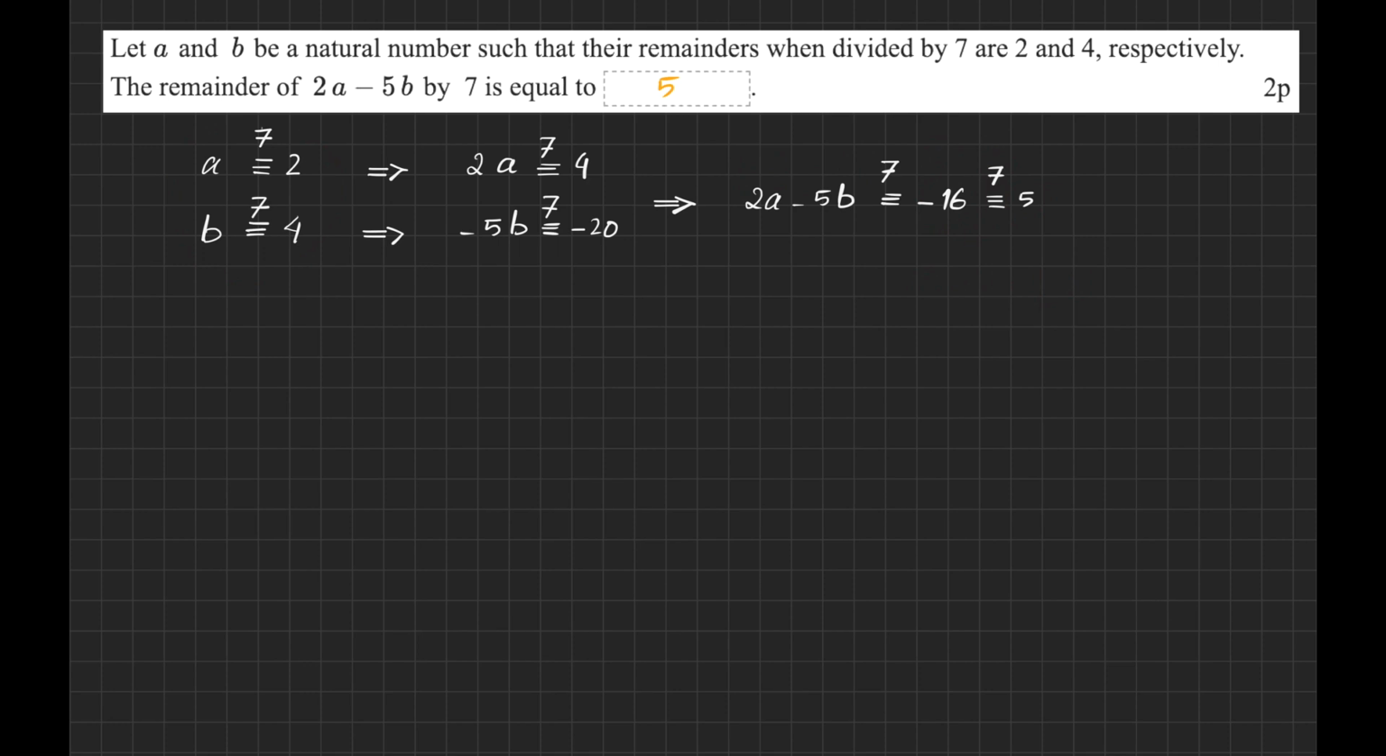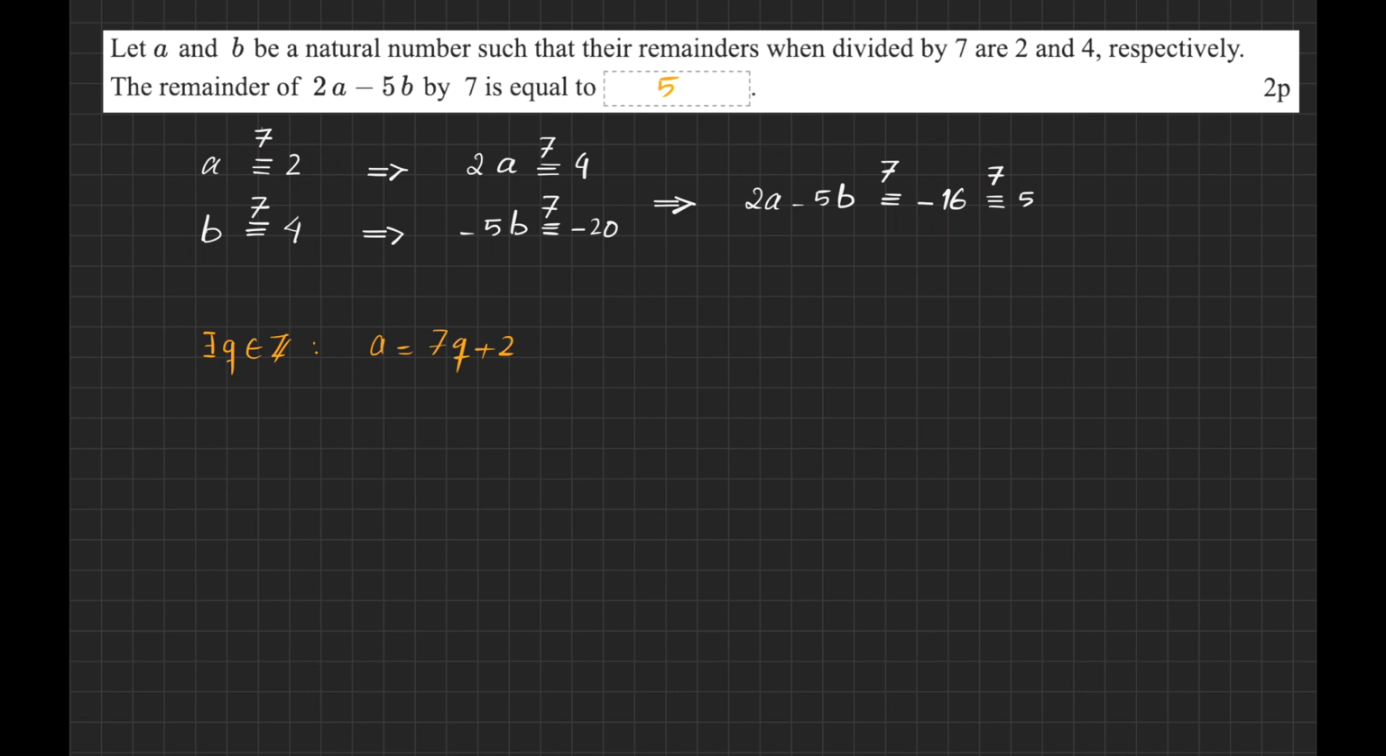Of course, you can also do it using the division algorithm, because when you say that the remainder of a by 7 is 2, using the division algorithm, it means there exists an integer q such that a is 7q plus 2.